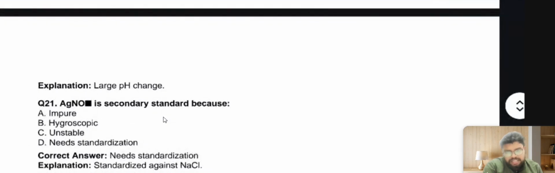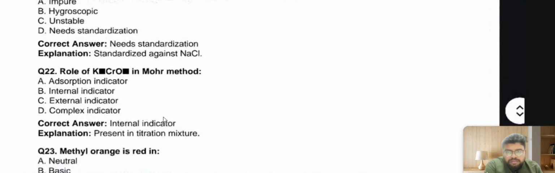Why is AgNO3 a secondary standard? Because it is impure, hygroscopic, unstable, needs standardization. The correct answer is needs standardization. Let's see the role of K2CrO4 in Mohr method: adsorption indicator, internal indicator, external indicator, complex indicator. The correct answer is internal indicator. Why internal indicator? Just because it is present in the titration mixture.